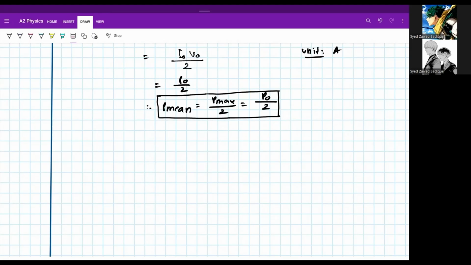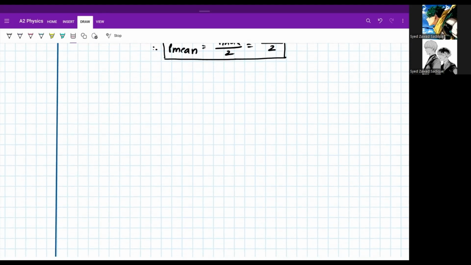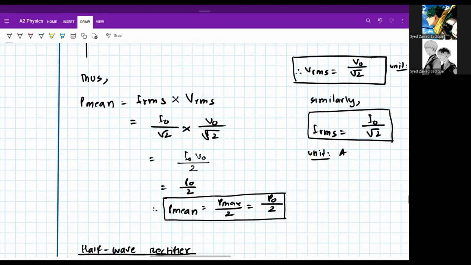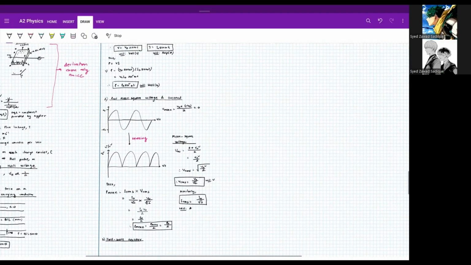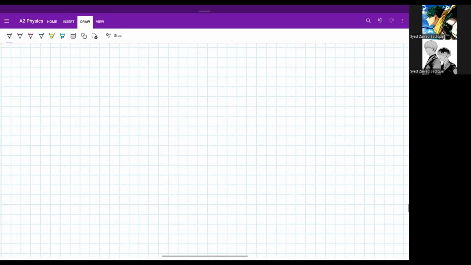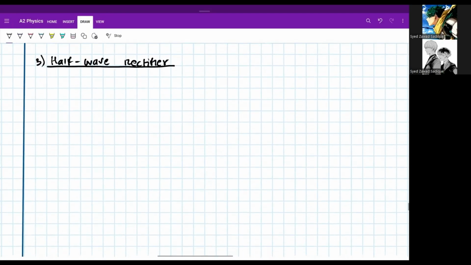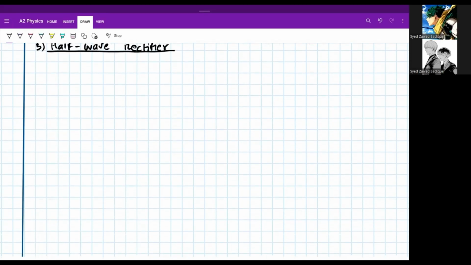Now, it's the next concept. Now, we will be looking at half-wave rectifiers. If you guys don't remember what a half-wave rectifier was, a half-wave rectifier is a rectifier that removes voltage in one direction. Okay, half-wave rectifier. This is concept number 3. So we have two things that we have to look out for, the forward bias and the reverse bias.